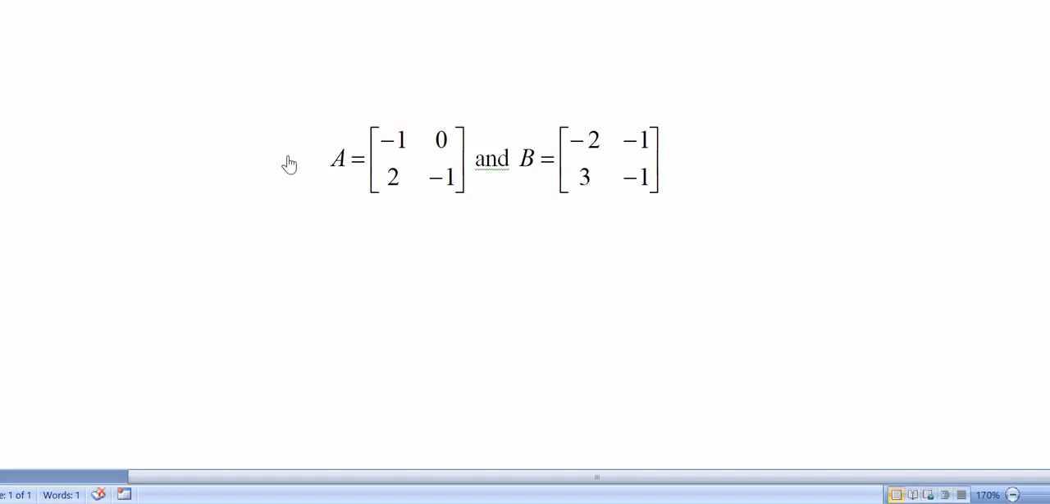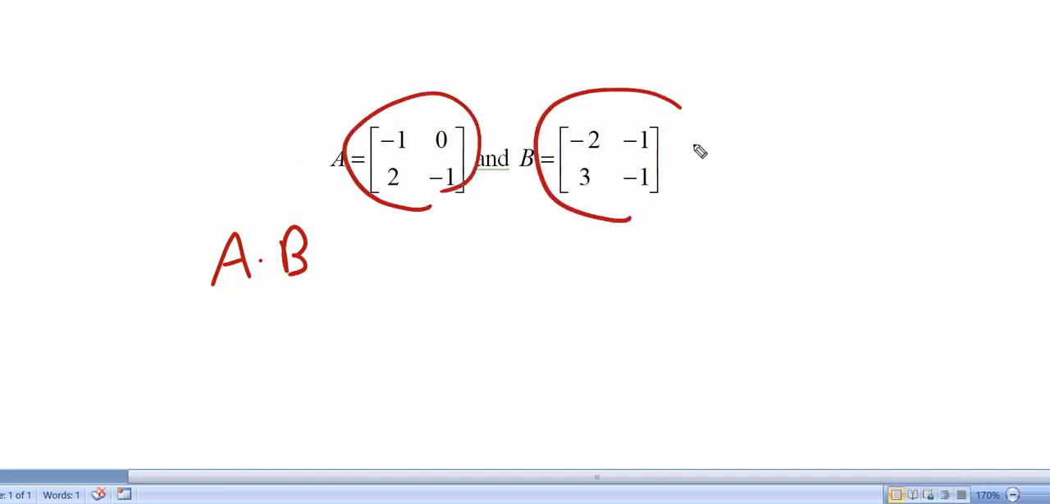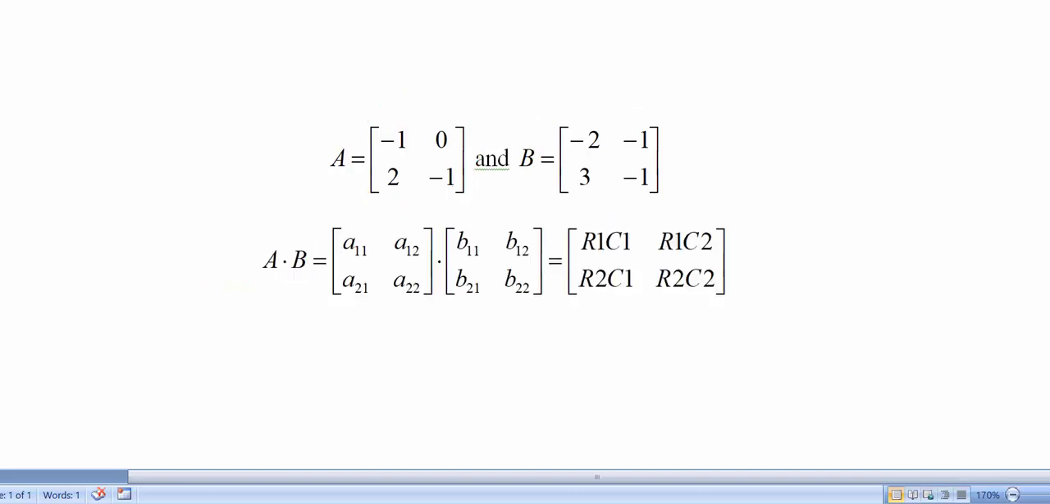I'm going to begin by performing A times B. That means that A comes first and then B comes afterwards. Technically, matrix A has elements A11 through A22, and matrix B has elements B11 through B22.